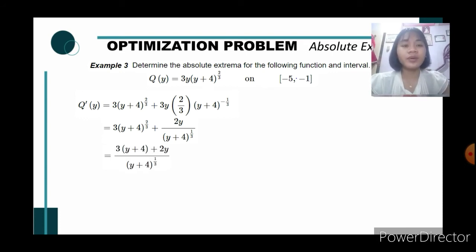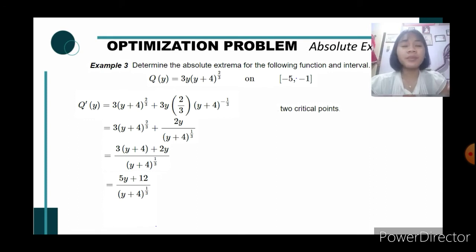Next, simplify natin ulit. Magkakaroon tayo ng 3 multiplied by 1 y plus 4 plus 2y all over the quantity y plus 4 raised to 1/3. And simplify natin ulit. Magiging 5y plus 12 all over the quantity y plus 4 raised to 1/3.